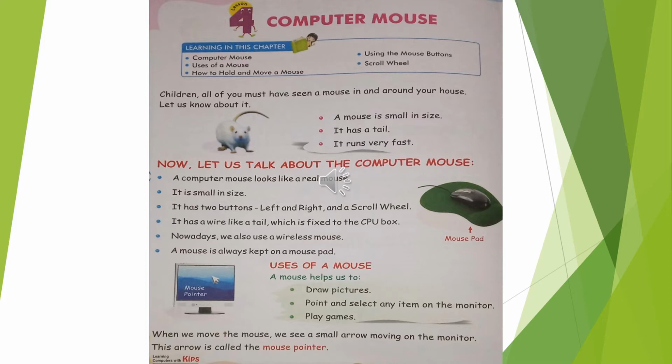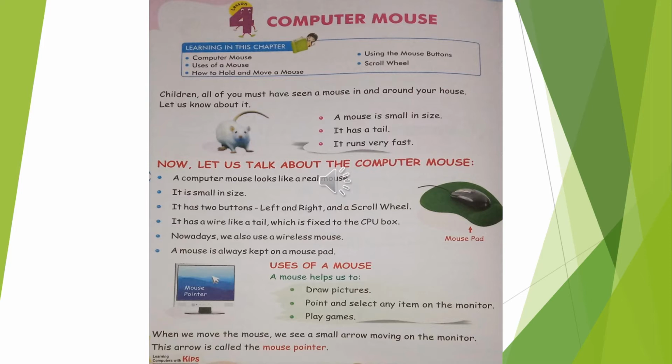Now let us talk about the computer mouse. A computer mouse looks like a real mouse. See here, a figure of a mouse is given. You can see that it is very small in size. It has two buttons, left and right, and one scroll wheel in the middle. It has a wire like a tail. There is a wire which is connected to the CPU. Nowadays we also use a wireless mouse. According to the generation, there is a wireless mouse also. We can use that also.